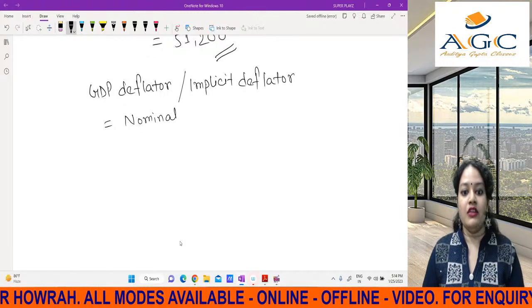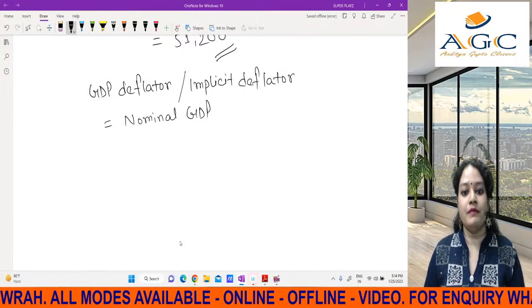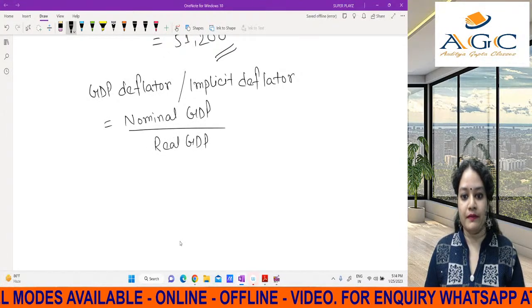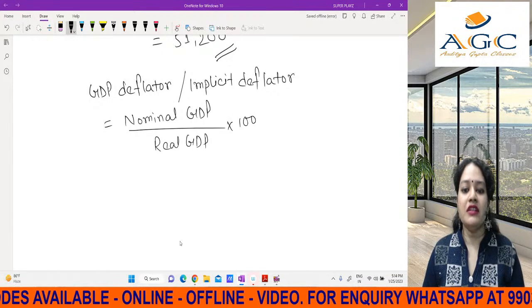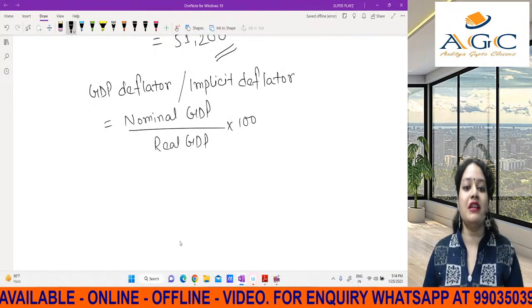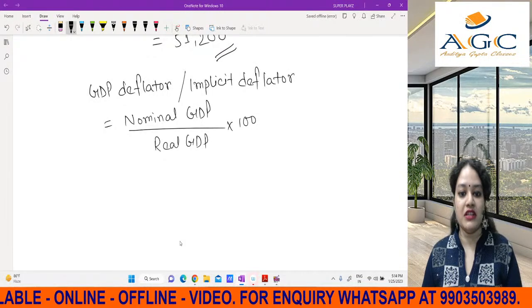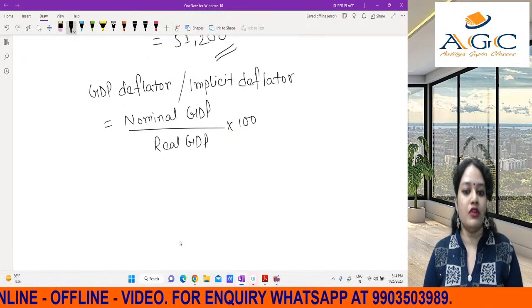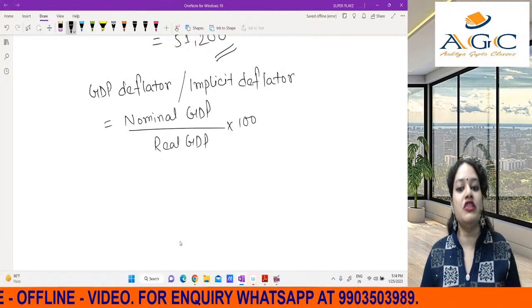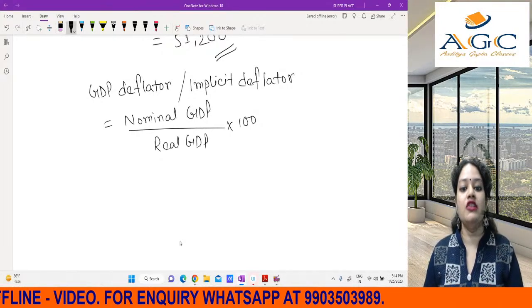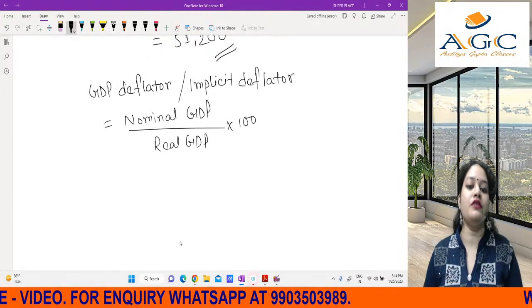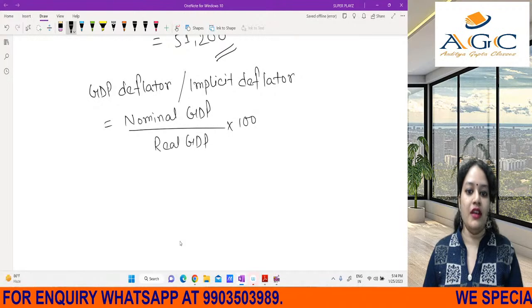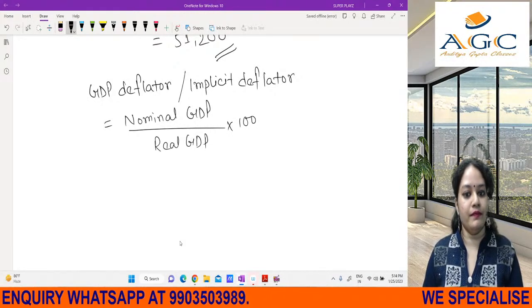Nominal GDP by real GDP into 100. In some of your internals, sums were also given from this one. So even if you're given sums from this one, it wouldn't be tough. You will be given your nominal GDP value itself, and you will be given real GDP's value, and what you have to do is use the formula nominal GDP by real GDP into 100. That is simply what you have to do, right?